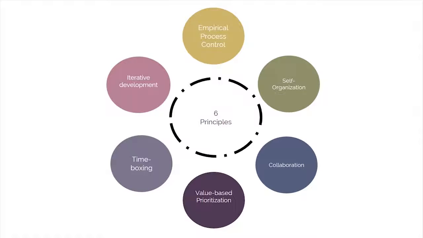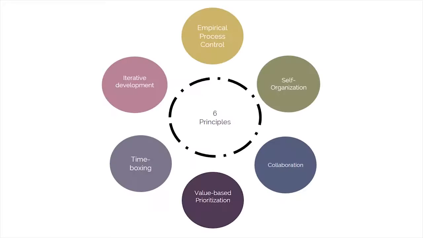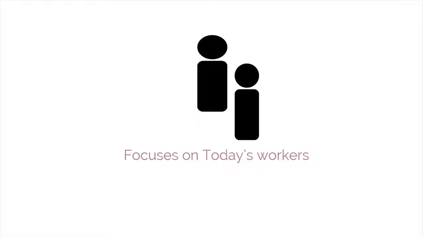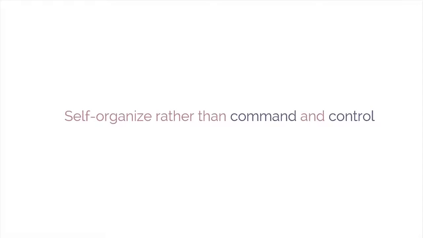Following is a detailed look at each principle, beginning with empirical process control. This principle emphasizes the core philosophy of Scrum, based on the 3 main ideas of transparency, inspection, and adaptation. The second principle is self-organization. It focuses on today's workers, who deliver significantly greater value when encouraged to self-organize, rather than working under the command and control style of traditional project management.